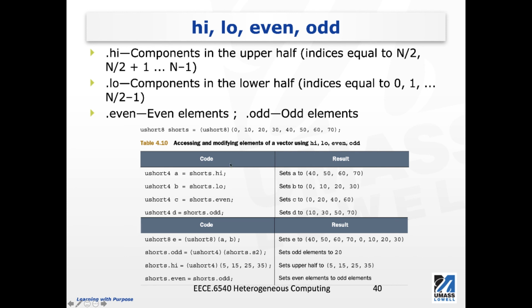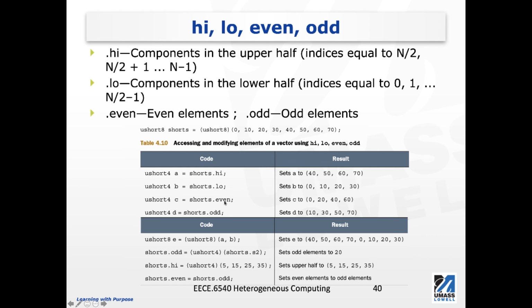We can access and modify the elements using high, low, even, odd, these methods of indexing the elements. For example, we have shorts dot high. We're going to assign the higher half of the elements to this new vector A. Higher half, because we have 8 elements, so we're really looking at 4, 5, 6, 7, these upper 4 elements. We will assign this new vector to this vector A. In contrast, shorts dot low will help us get the lower half of this vector, 0, 10, 20, 30, and assign it to this new vector B.